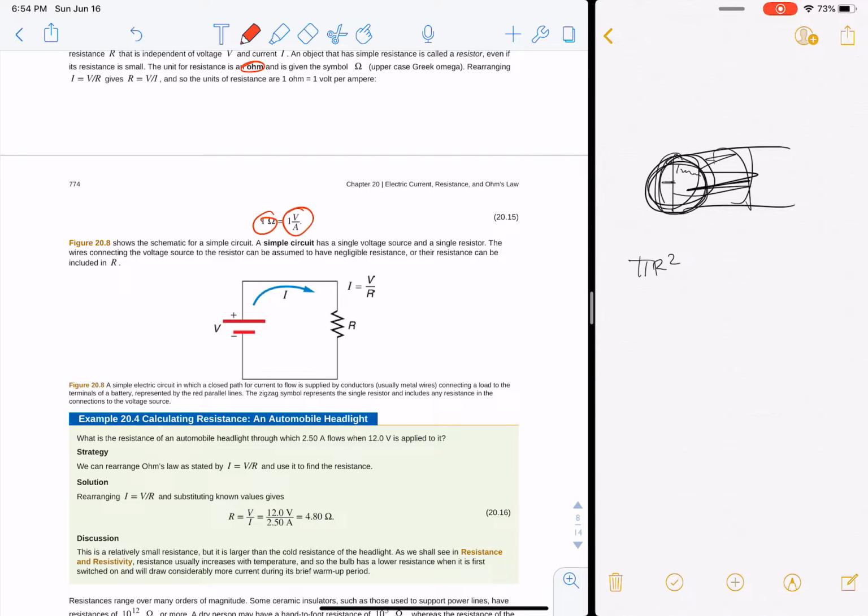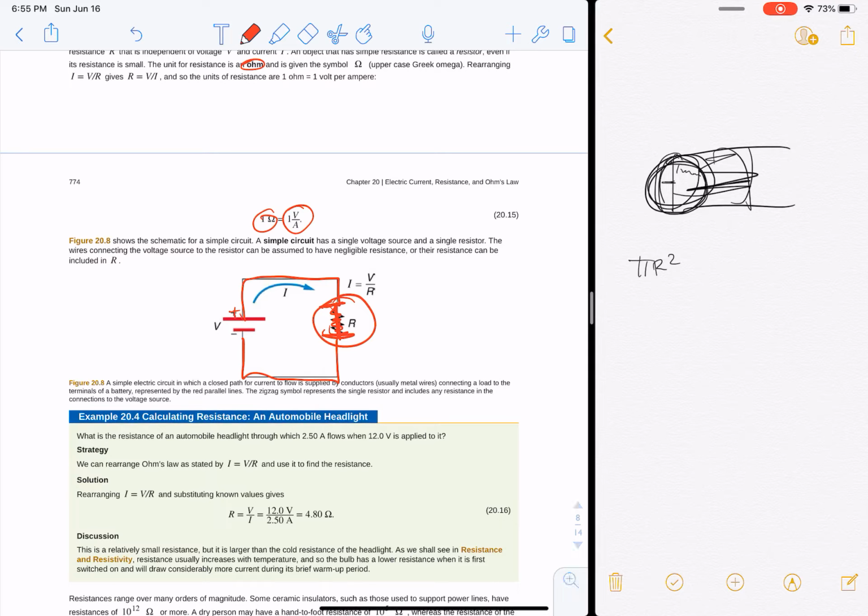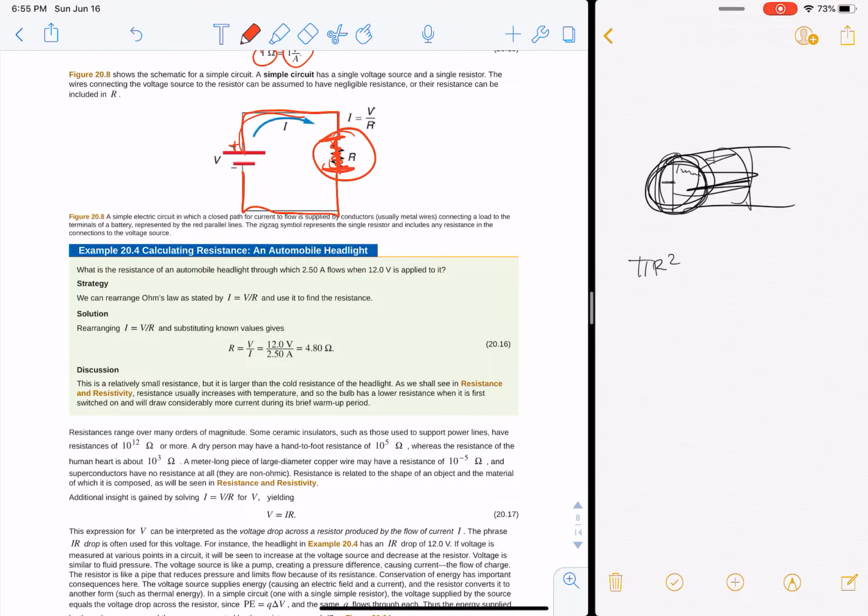For example, you've got a battery, you've got current coming from it, going through a resistor and then back to the battery. You could ask yourself, what's the voltage across this resistor? The voltage would be the current coming out of the battery times the resistance of the resistor, and that gives you V. So, for example, what's the resistance of an automobile headlight? You've got 2.5 amps flowing out of your 12-volt battery. You do V equals IR, solve for the resistance, 12 volts over 2.5 amps, and you get 4.8 ohms.